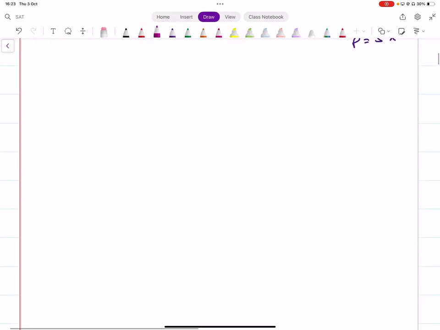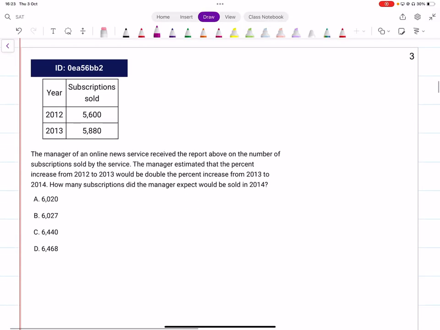All right. Next from this PDF is question number 3. The manager of an online news service received the report above on the number of subscriptions sold by the service. The manager estimated that the percent increase from 2012 to 2013 would be double the percent increase from 2013 to 2014. How many subscriptions did the manager expect would be sold in 2014? Okay, so what is the expected number here given that the percentage increase from 2012 to 2013 would be double the percentage increase from 2013 to 14.